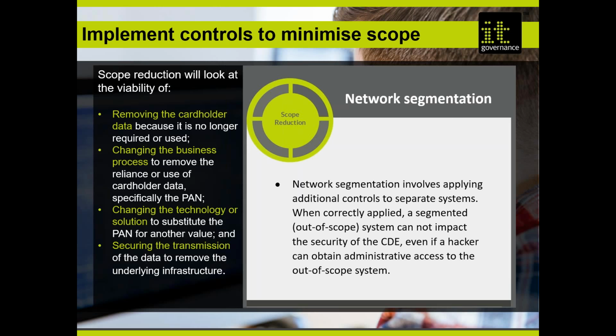So therefore, if you don't need to store the PAN, then the PCI DSS doesn't apply to those areas of the business. And therefore, they're out of scope for the assessment, and this scope can be drastically reduced. Once you are no longer storing the data, you only have to worry about whether it's in transit across your network, which makes network segmentation a lot easier.